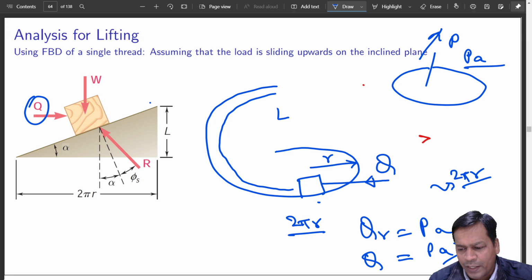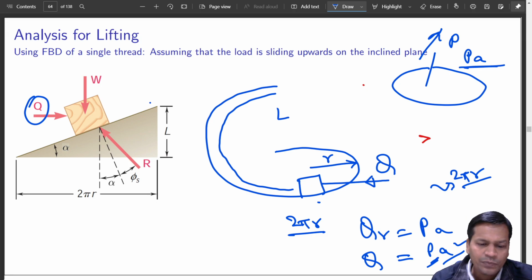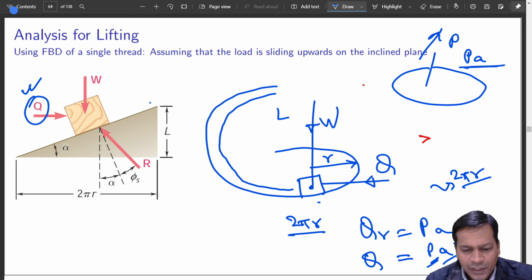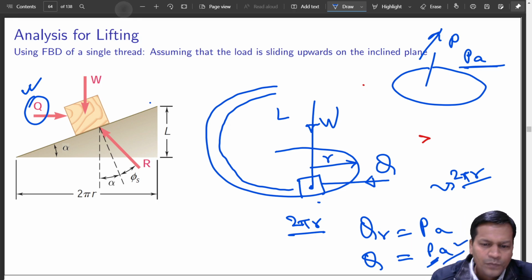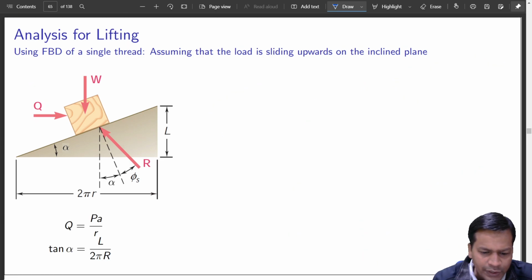A is known, r is known. So that is P, that is the load you are trying to apply from an external agent. Okay, so this is the external force that is acting. So the effective force that gets transferred to this load is Q. Okay, so hope you got it now. So this is Q. W is the vertical weight that is like this. Okay, so this picture is quite clear, I think. So let us move ahead. Okay, so hope you got it. So this is what it is.